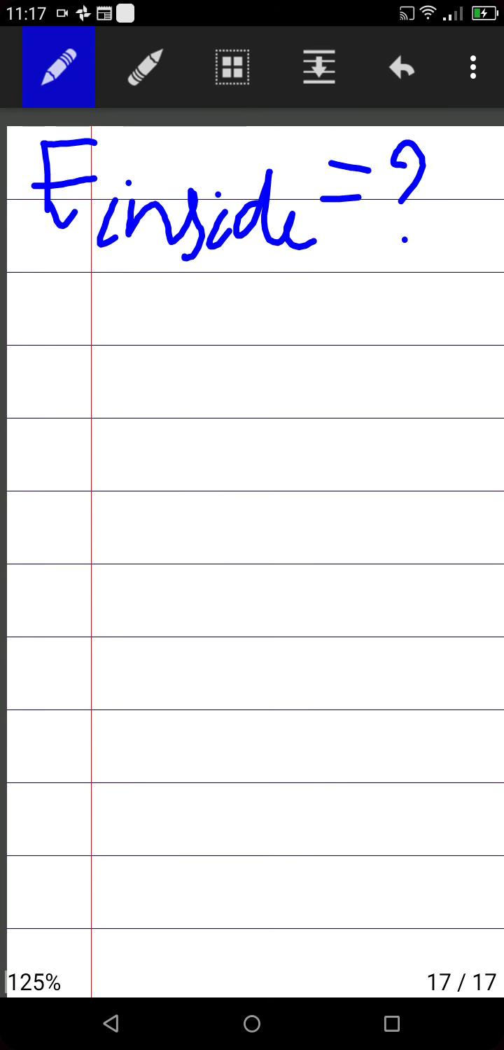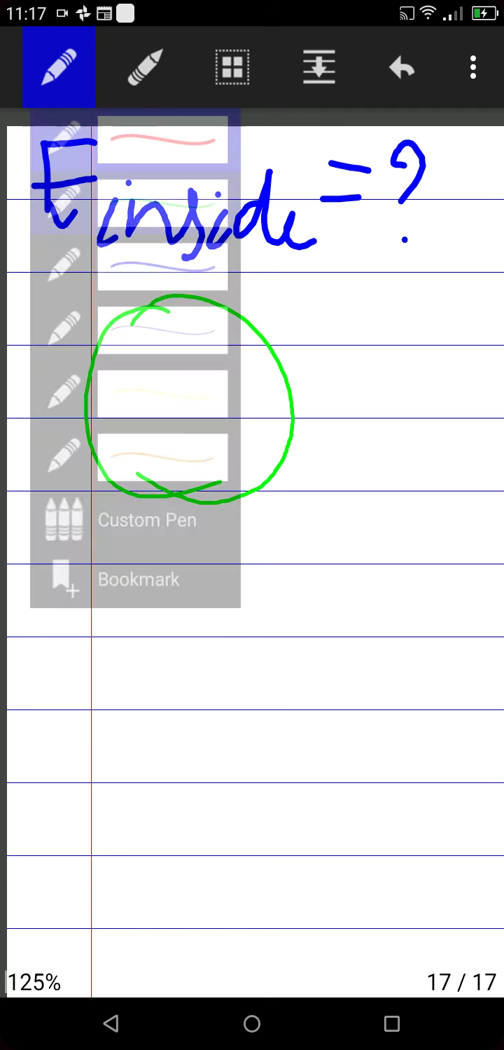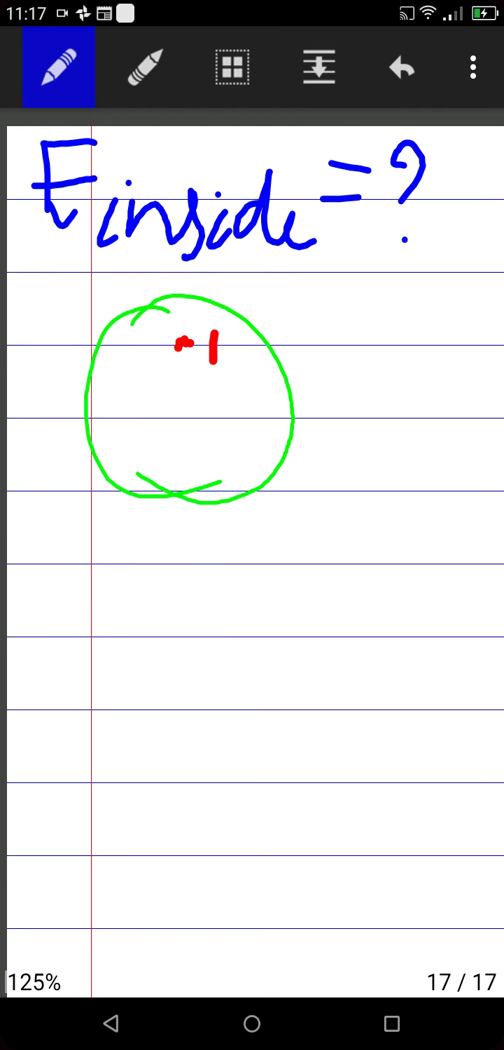In the case of an insulating sphere, this is an insulating sphere. I will consider one point P here. This point is P. This is the center of this insulating sphere. This is small r and the radius is capital R.